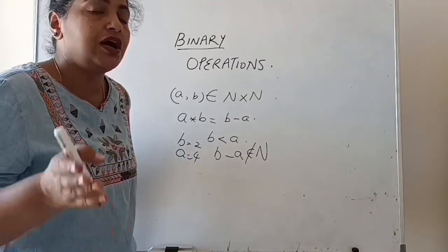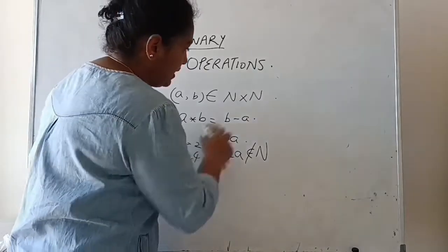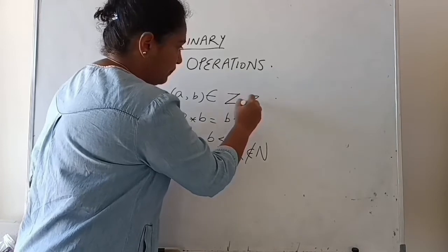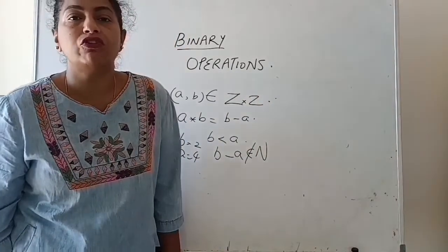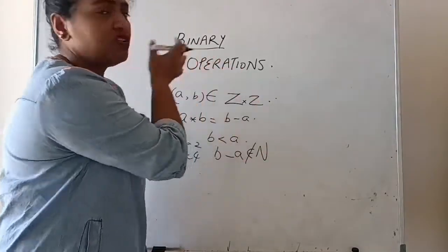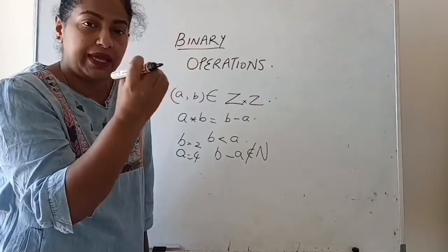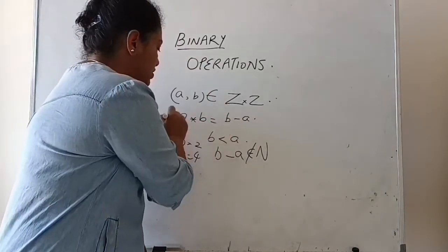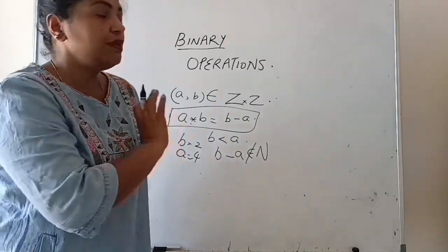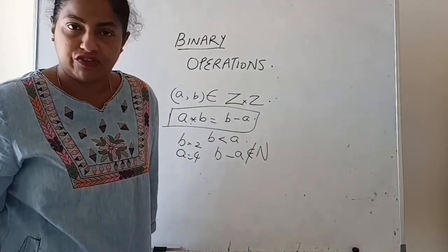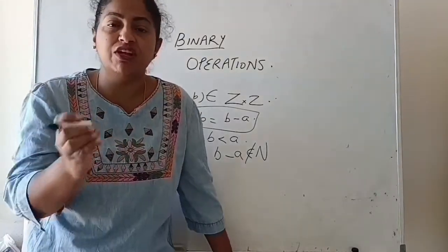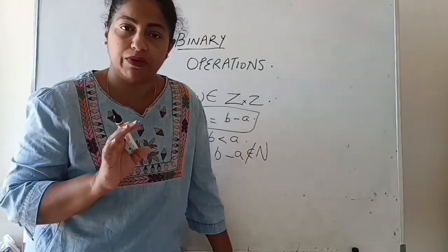How do I make it a binary operation? I make it a binary operation by redefining the set to which a and b belong. So, I say that the pair a, b belongs to the Cartesian product of integers. In that case, b minus a, whatever be the value of a and b, this particular binary operation which I defined by b minus a will belong to integers always. So, this will become a binary operation according to my definition. Right? Okay. Now, let us move on to the next condition under which an operation becomes a binary operation.